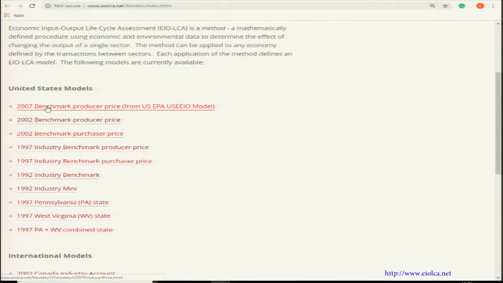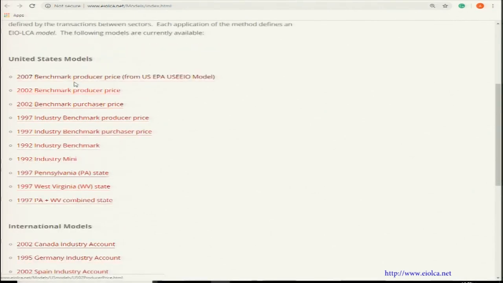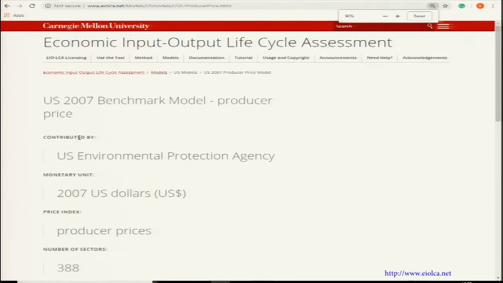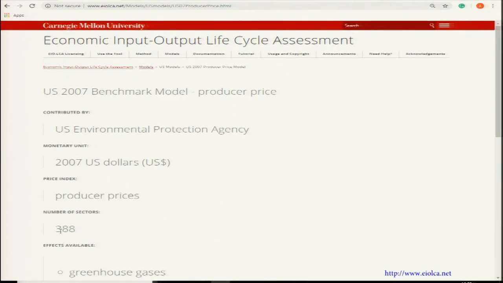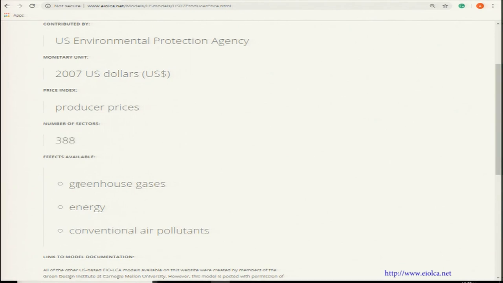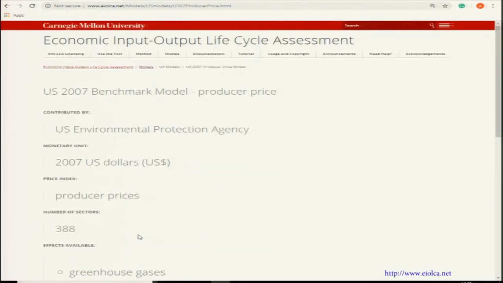The recent 2007 benchmark model is there. There are different models which have linked databases. How are the models different? There are different sectors associated with them. If I see this 2007 benchmark model, it has 388 sectors. So the effects which are available are greenhouse gases, energy, conventional air pollutants. It was last updated on 14th August. We will definitely use this model only. This is the most recent model. If you see, this is 388 sectors.